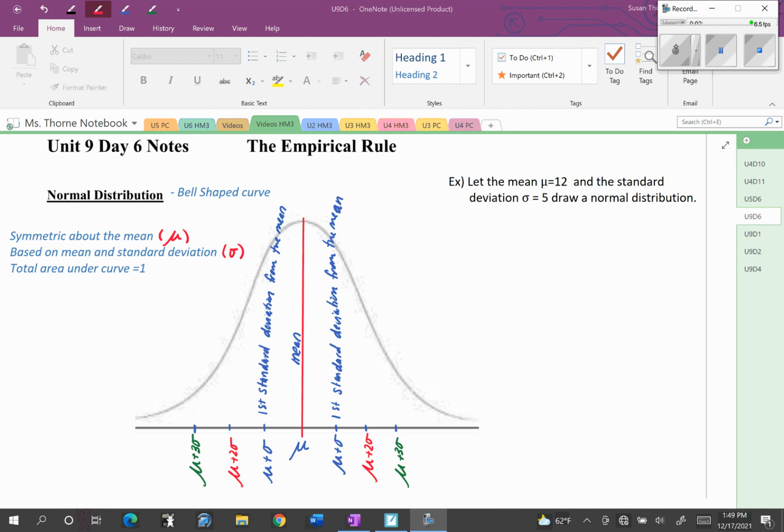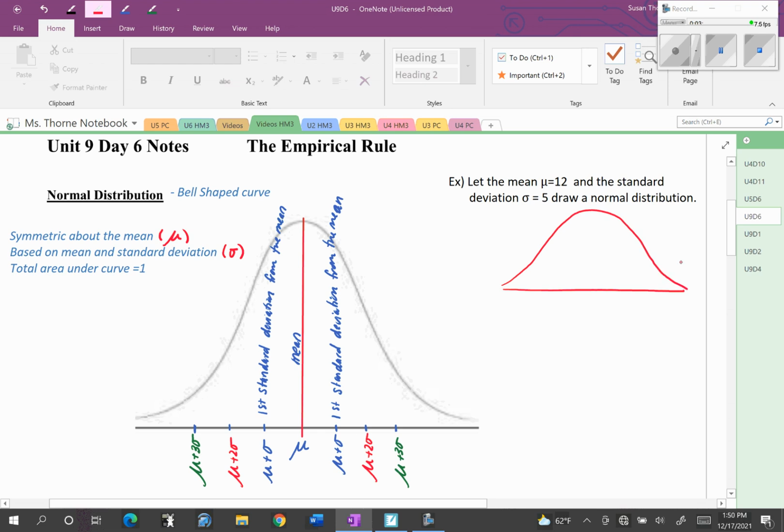All right, so for our example, it says, let the mean equal 12 and the standard deviation equal 5. We're going to draw a normal distribution based upon the bell-shaped curve. So let's go ahead and draw our curve as best we can. There's my curve. So the mean, which is 12, would be right in the middle.